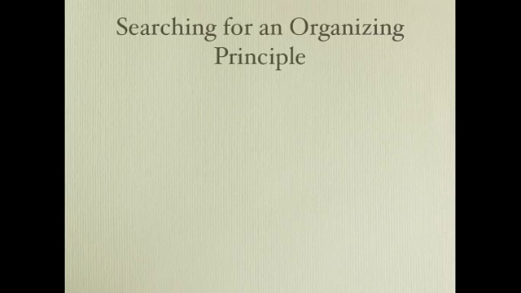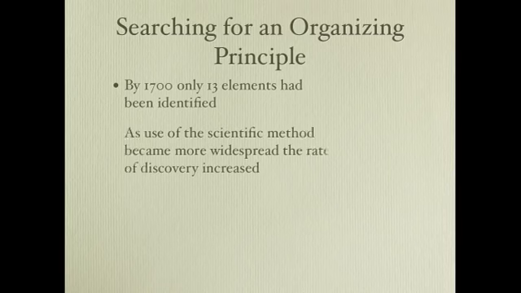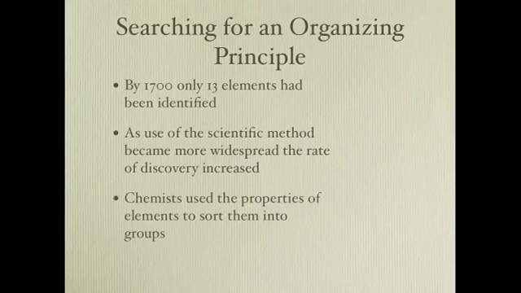All right, so let's talk about how this all started. Back in the 1700s, there were only about 13 known elements. So it wasn't really important that we had a big way to organize them all. It was pretty easy to just memorize what they were. But as we got better in science, we started discovering more and more of them. So the number of elements they knew about started to increase, and they needed a way to put them into groups, to organize them.